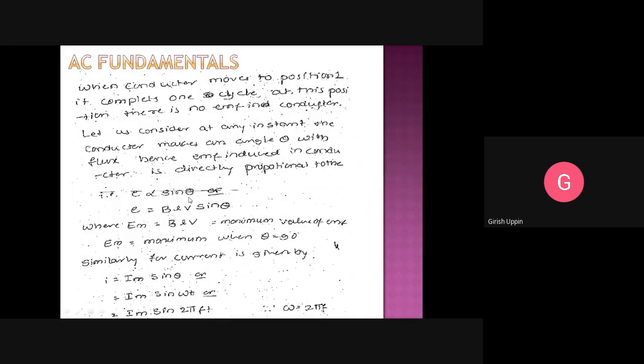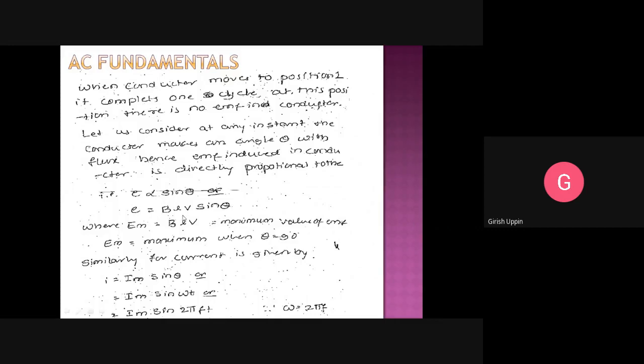And when the conductor was at position 2 and 4, the angle between the direction of motion and the flux is 90 degrees. So sine of 90 is 1. That is when it creates the maximum voltage. Now if I remove the proportionality sign, EMF induced is equal to B into L into V into sine theta. That is the formula, where B is the flux density measured in Weber per meter square, L is the length of the conductor, and V is the linear velocity with which we are rotating the conductor.